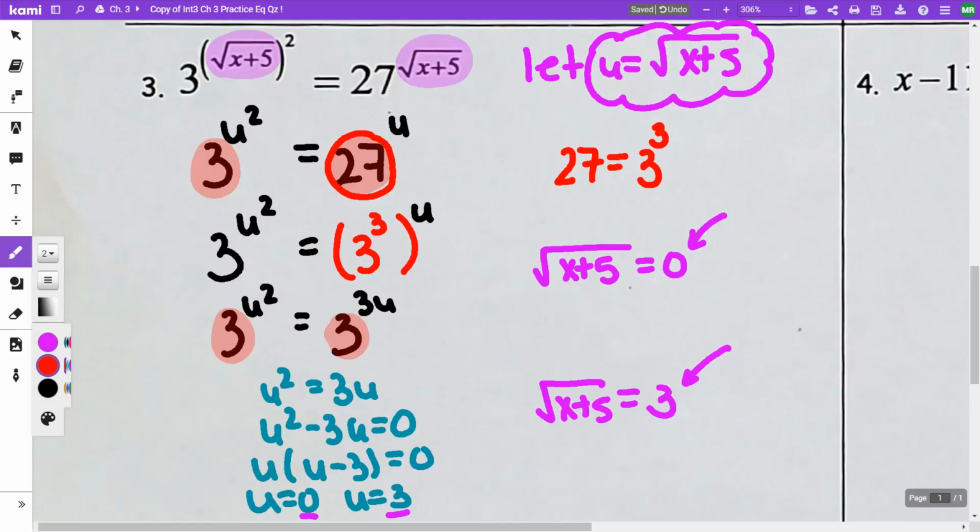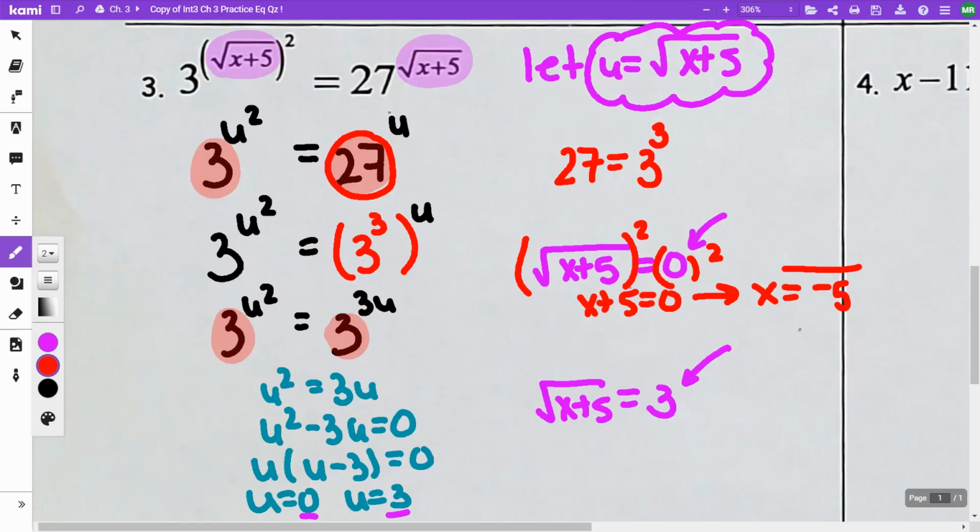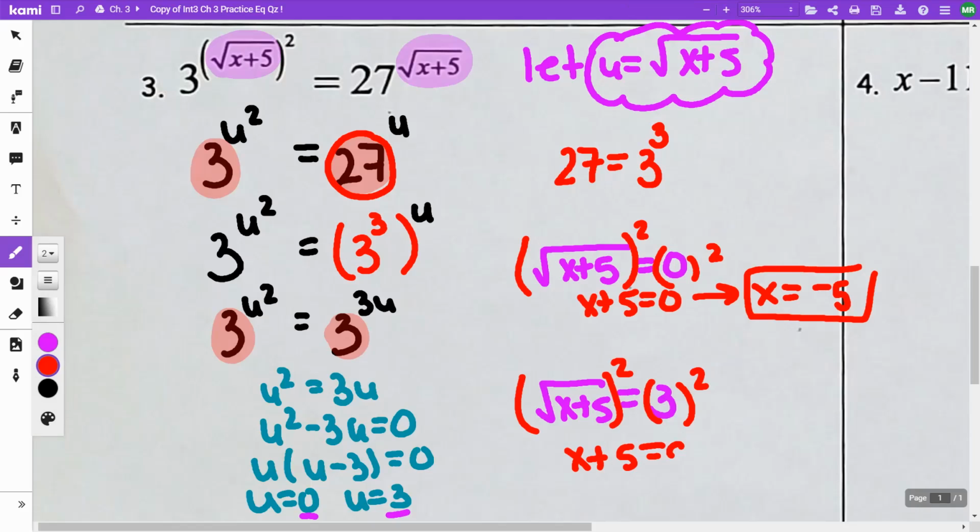For the first one, I'm going to square both sides. So I'm going to square this side and I'm going to square this side. So I'm going to get an x plus 5 equals 0, which leads to x is equal to a negative 5. Okay, on the next one, I'm going to square both sides. And when I do, I end up with an x plus 5 is equal to a 9. I minus 5 and I get a 4. And those are my two answers.